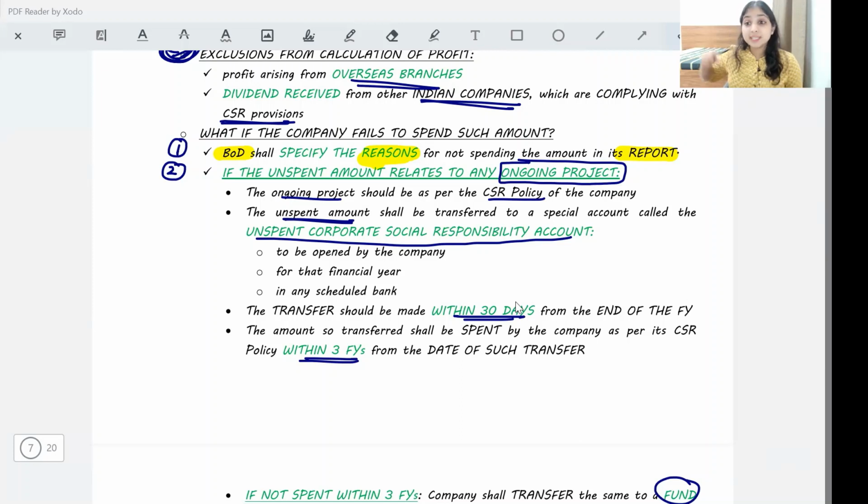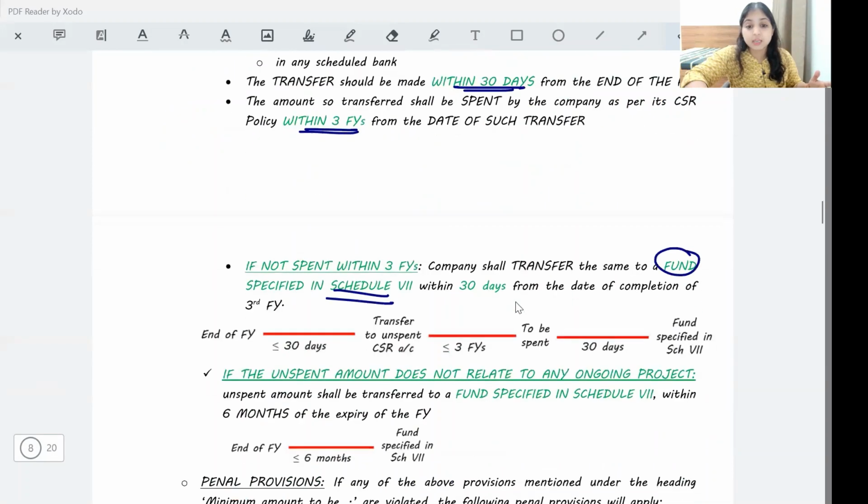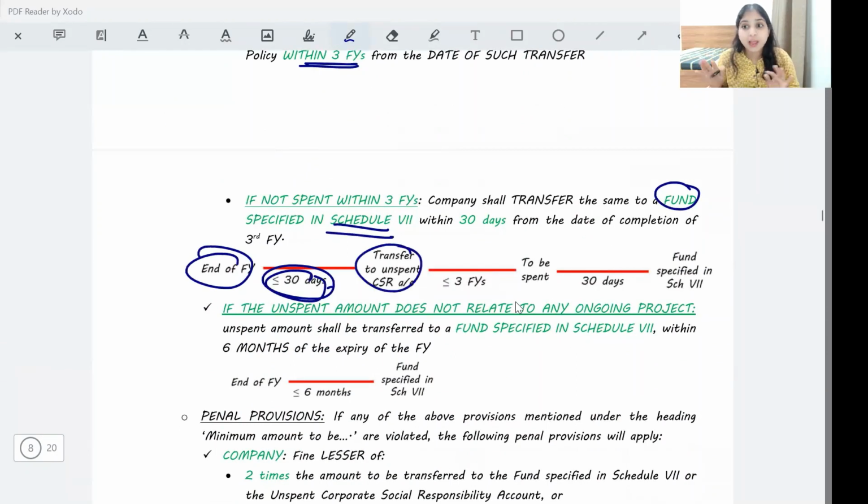If that is the case, then whatever is the unspent amount, whatever is the shortfall, company, take that money, go to a scheduled bank, open a separate bank account, call it XYZ Limited's unspent CSR account, and put the money in that account. From the end of the financial year, within 30 days, you'll have to do this transfer. This money will be allowed to stay in this account maximum only for 3 years. Within 3 years, use that money. If we don't use that money, then once the 3 years get over, within the next 30 days, we'll have to take out the money from this account and put it into a fund specified in Schedule 7. Now I think you would have understood this point.